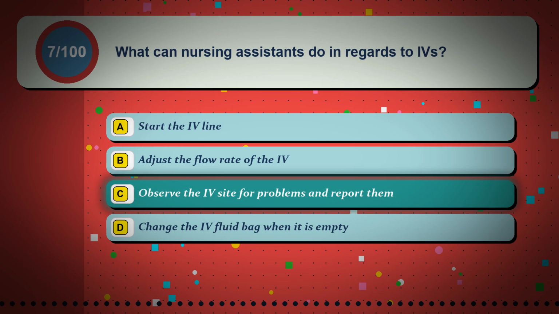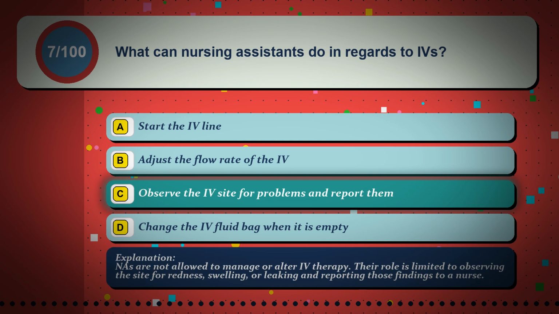The correct answer is option C. Observe the IV site for problems and report them. NAs are not allowed to manage or alter IV therapy. Their role is limited to observing the site for redness, swelling, or leaking and reporting those findings to a nurse.